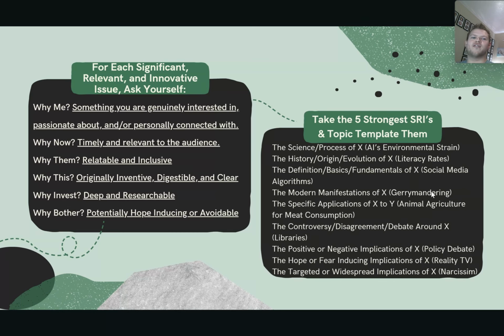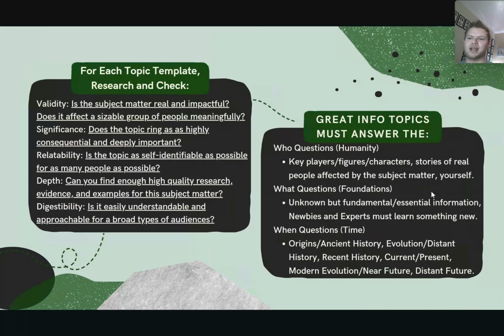Then you're going to take your 5 strongest, significant, relevant, and innovative issues, and you are going to turn them into some sort of topic template. I've got a lot of examples here, like the science or process of AI's environmental strain, the history of literacy rates, the definition of social media algorithms, the modern manifestations of gerrymandering, the specific applications of animal agriculture to meat consumption, the controversy around libraries, the positive implications of policy debate, the fear of reality television, the targeted implications of narcissism would all be examples of kind of topic templates.